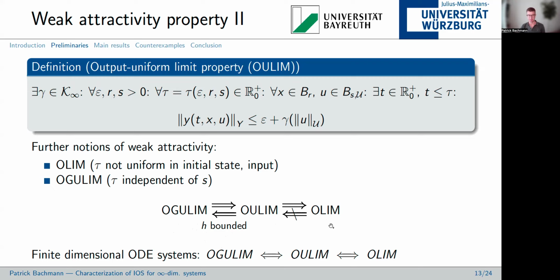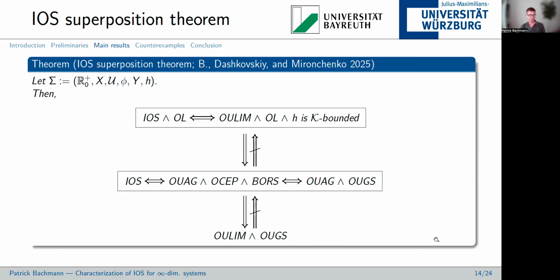But for the non-uniform version, this is in general not equivalent. This Olim property is weaker than OUlim. However, for finite dimensional ODE systems, these three definitions are all equivalent. And this also is a major challenge when we want to deal with the infinite dimensional case. Okay. And now you made it.